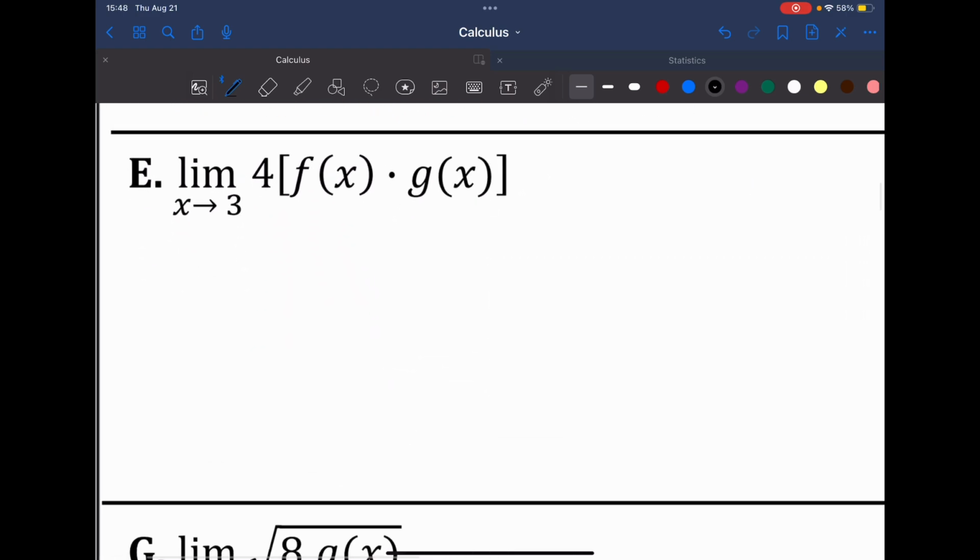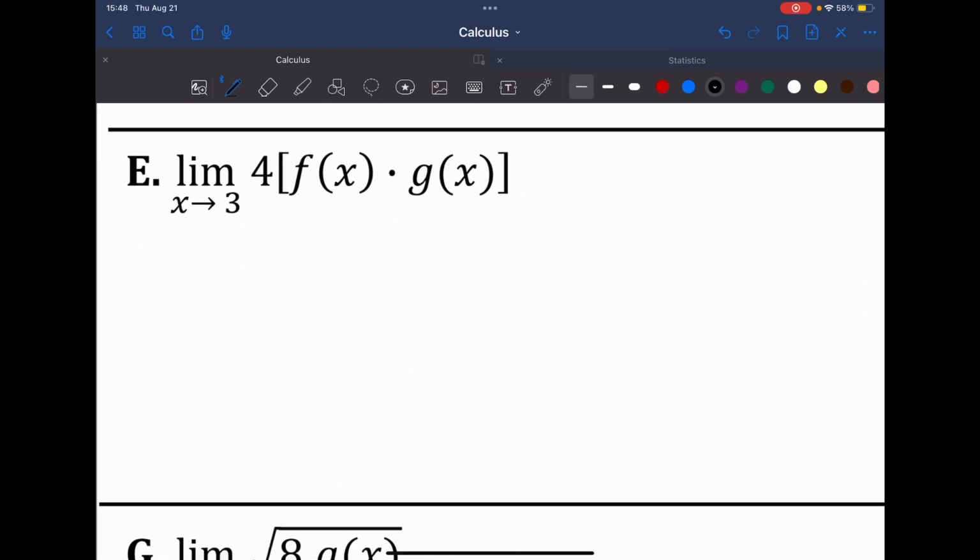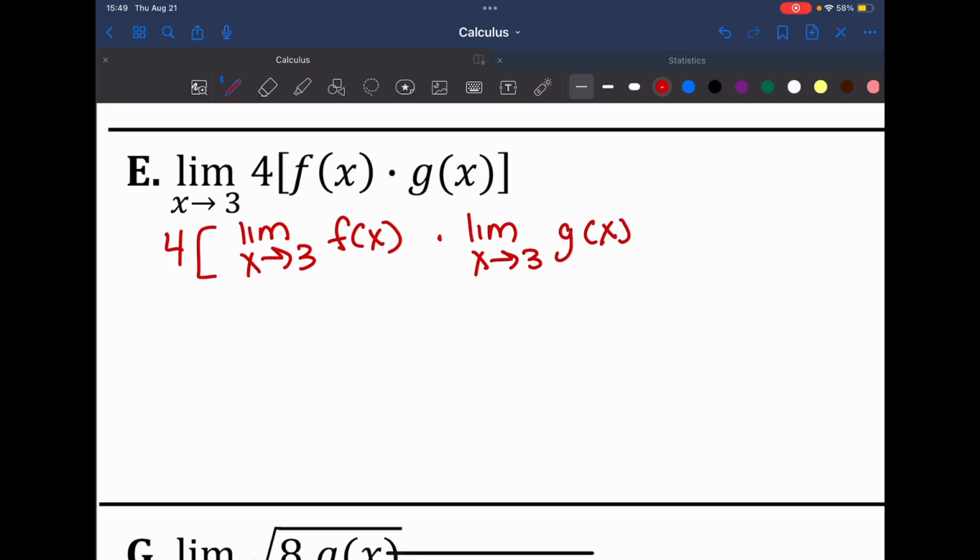Okay. Now I'm going to look at E, and then I'm going to skip down and look at H. Because E and H are both special cases where when we do all the math here, look at both the functions, we're going to find out that these limits do not exist. So first I'm going to write this out. So this is going to be 4 bracket limit as x approaches 3 of f of x times the limit as x approaches 3 of g of x.